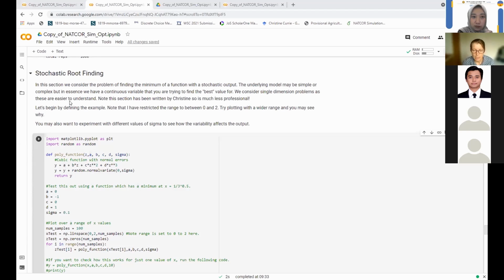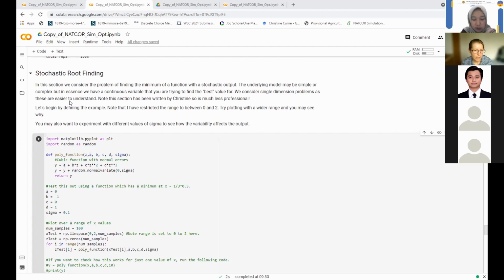At the moment in this tutorial, we're only going to look at single dimension problems as they're easier to understand and also faster to run. I wrote this bit, so the code looks much less professional, I'm sure, than Tom's part that he wrote previously. He'd put the packages together for the previous part.